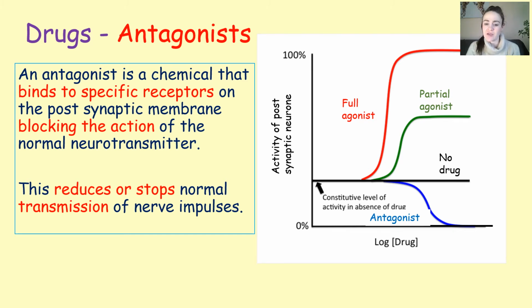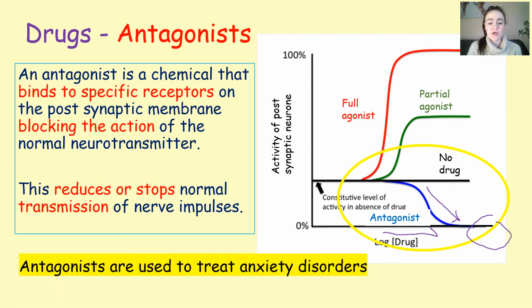So I've got the same graph here as before, but now we're focusing down here. I've added a new line, which is our antagonist. Now, what we can see is as the concentration of antagonist increases this way, our activity of the postsynaptic neuron starts to decrease. And if we've got high enough concentration of antagonist, the activity actually stops altogether. Okay? And the way this works is by blocking receptors. I'll show you on the next slide.